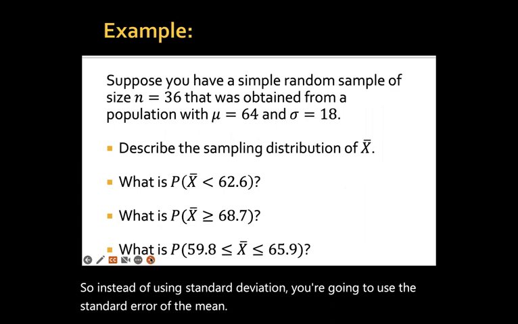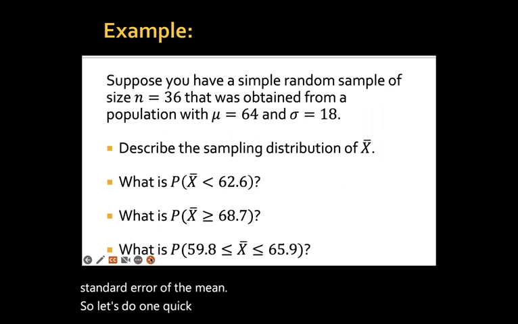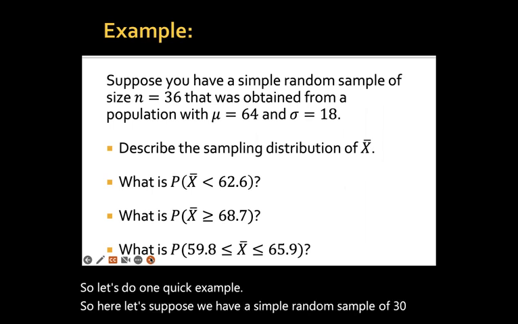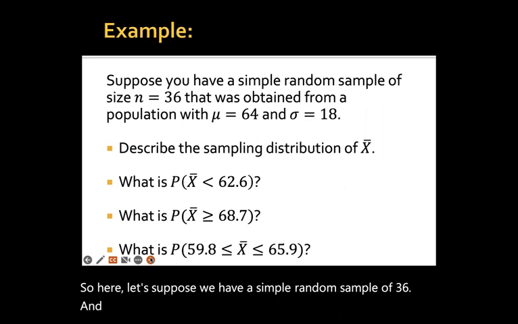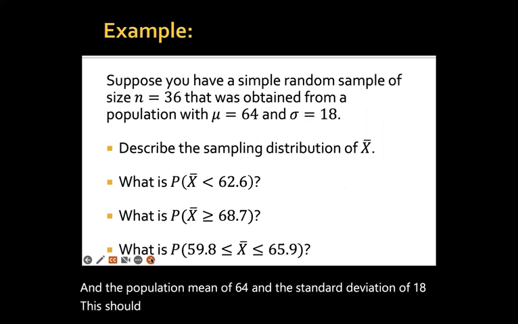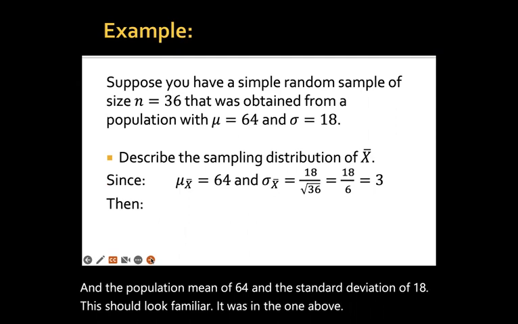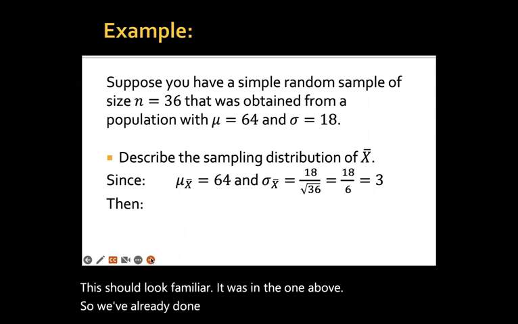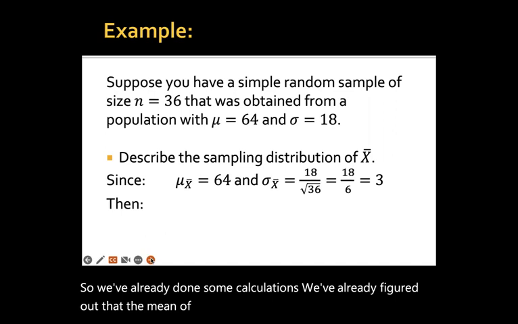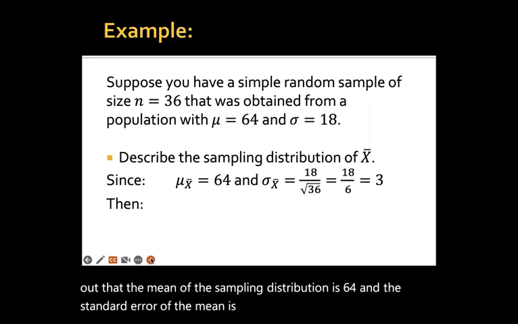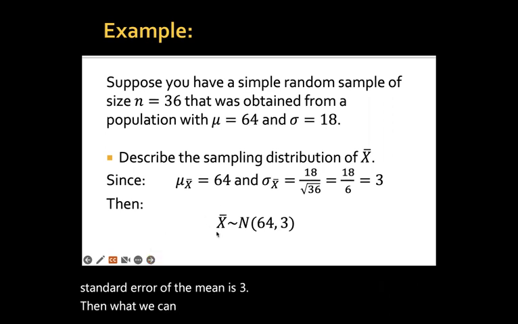So let's do one quick example. Here, let's suppose we have a simple random sample of 36 and a population mean of 64 and a standard deviation of 18. This should look familiar. It was in the one above. So we've already done some calculations. We've already figured out that the mean of the sampling distribution is 64 and the standard error of the mean is 3.